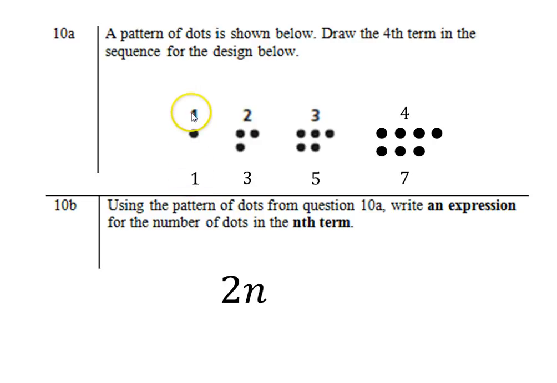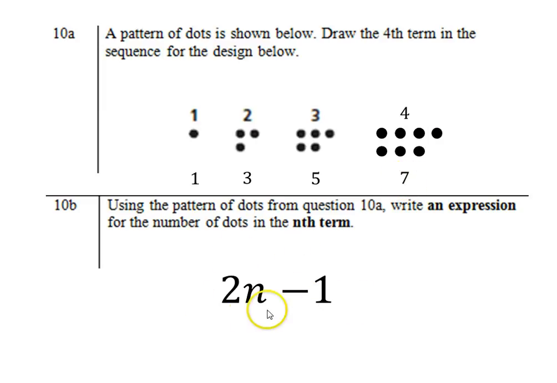So we'll notice that when we multiply each of these term numbers by 2, we end up with one more dot than we need. So our rule is going to be, let's just subtract 1, and that will give us how many dots are in that term. So now it will work. 2 times 1 is 2, minus 1 is 1. 2 times 2 is 4, minus 1 is 3. 3 times 2 is 6, minus 1 is 5. 4 times 2 is 8, minus 1 is 7.